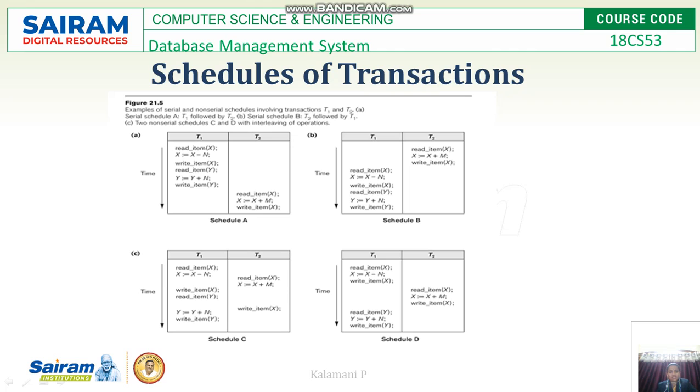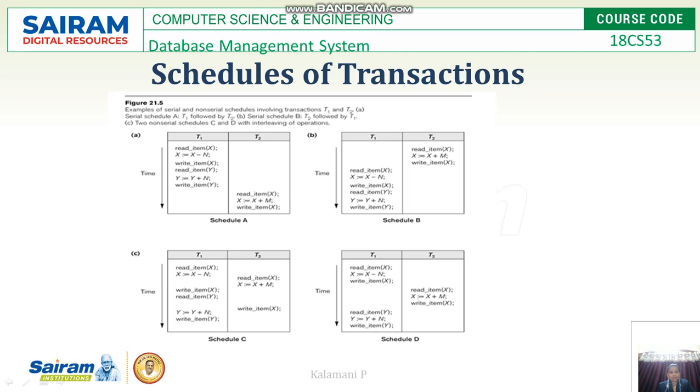So first we will take schedule A. First, T1 should be completed entirely: read X, write X, then read Y, write Y in T1. Then the T2 operations should be completed: again read X and write X. And in schedule B, the T2 transaction is completed first.